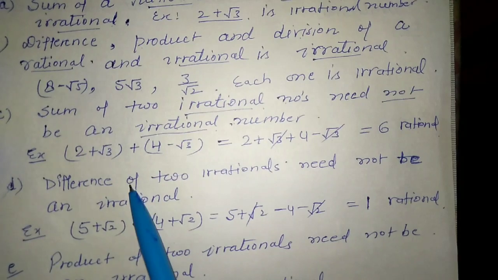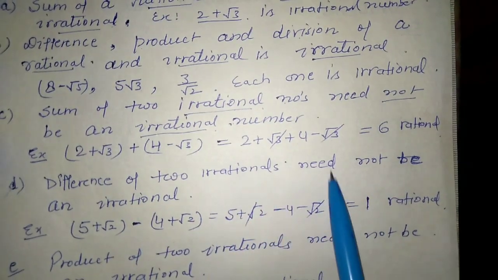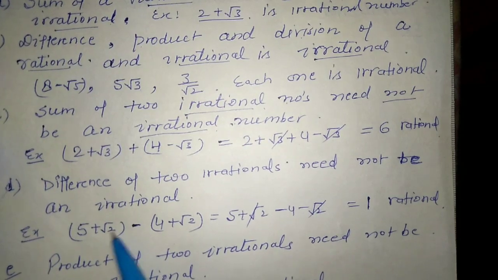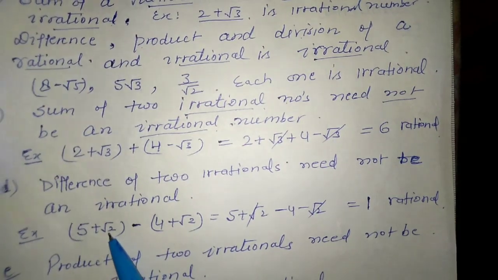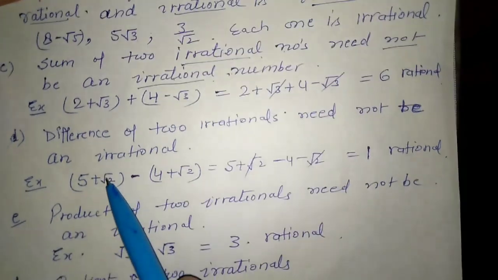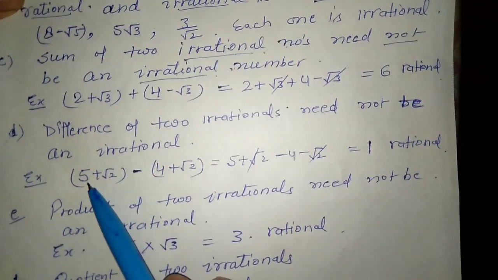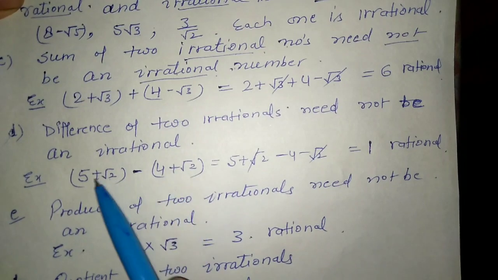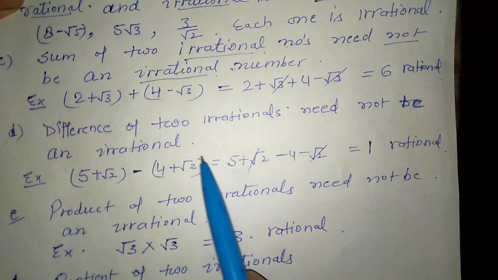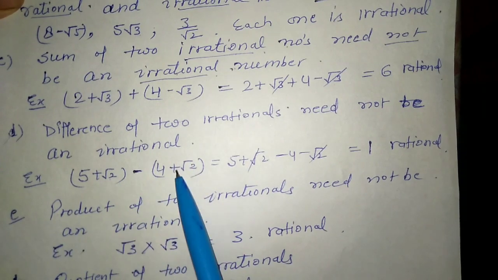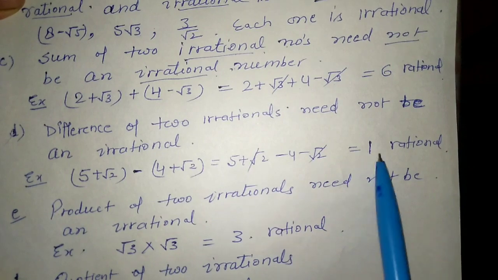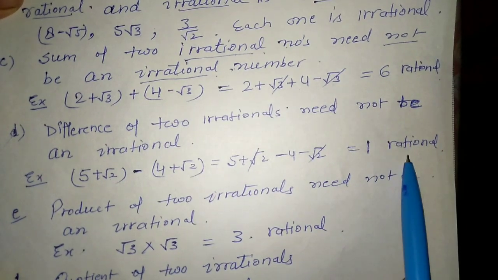Similarly, the difference of two irrationals need not be irrational. For example, you have 5 plus root 2 and 4 plus root 2. 5 is rational, root 2 is irrational, the complete number is irrational. 4 is rational, root 2 is irrational, the complete number is irrational. Their difference, when we solve it and open the bracket, root 2 will cancel out and you will have 1, which is a rational number.